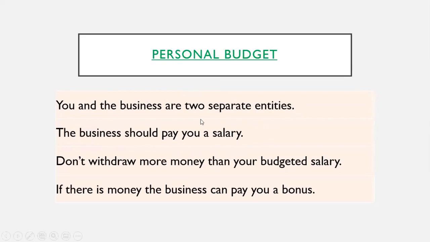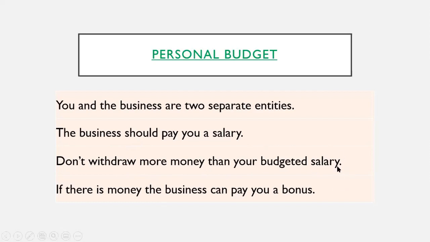The business should pay you a salary. So make sure that in your budget, you have a salary that you're going to draw from the business, and that the business pays you that salary. Again, that would go through your income statement as an expense. Don't withdraw more money than your budgeted salary. If there is more money, then the business can pay you a bonus.